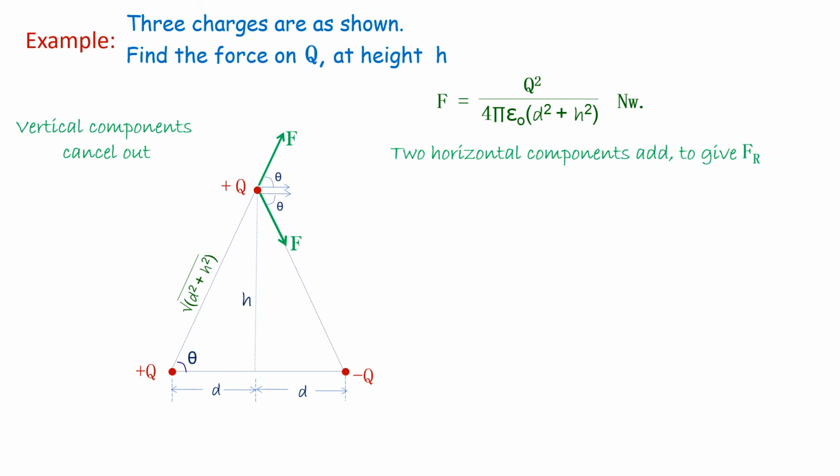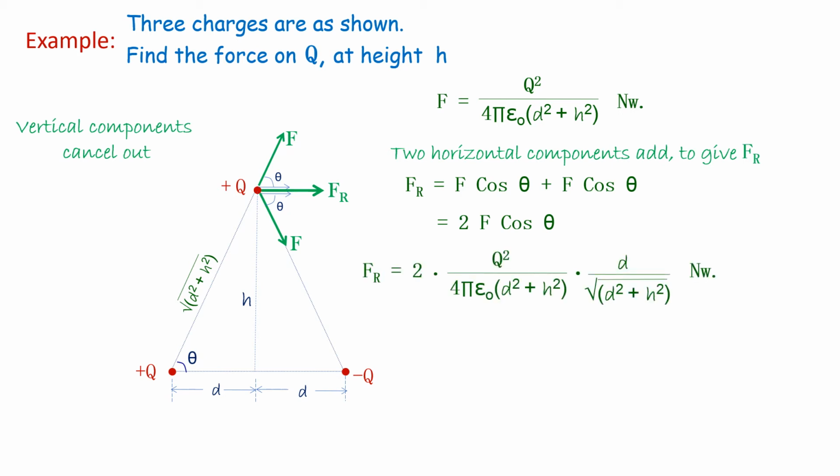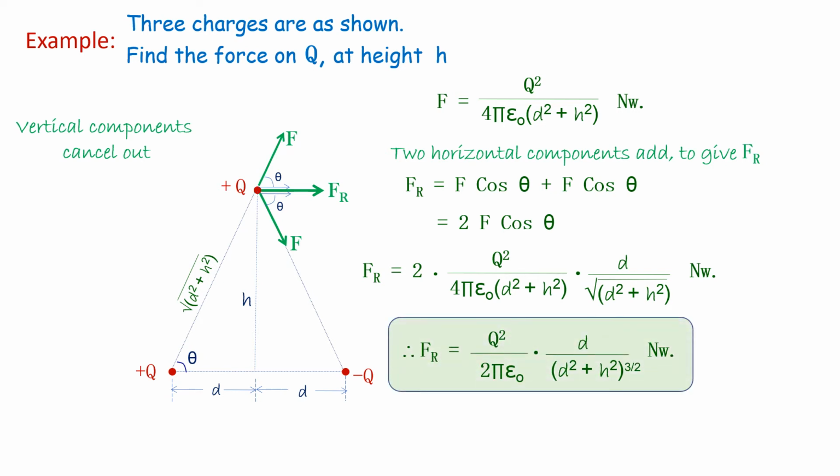The two horizontal components add to give the resultant force. The resultant force is F cos theta plus F cos theta, the two horizontal components. It will be 2F cos theta. Now substituting for F and cos theta, we get the FR expression. Cancelling out 2 and 4, you get finally the resultant force expression like this.